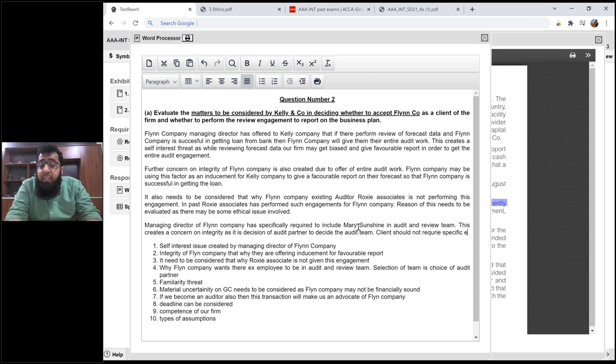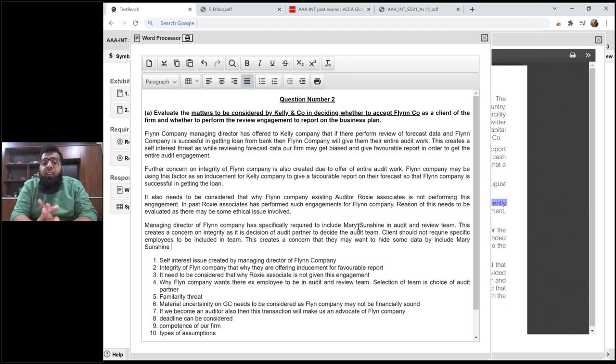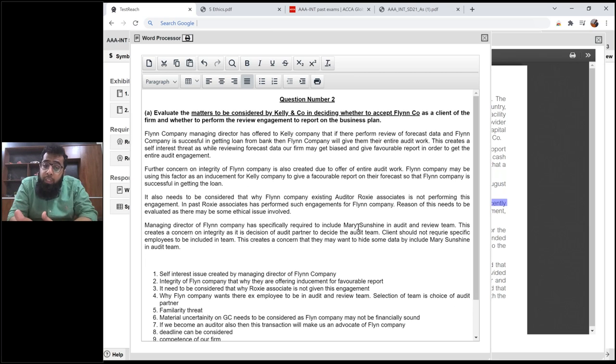Okay, this creates a concern that they may want to hide some data by including Mary Sunshine in the audit team. So a very important thing we need to understand is that we cannot take dictation from the client on who should be included in the audit team and who should not. Even if we are including Mary Sunshine at the request of the managing director, we should not be giving any influencing position to her. Okay, because if she gets an influencing position in the audit team, it will again create an issue.